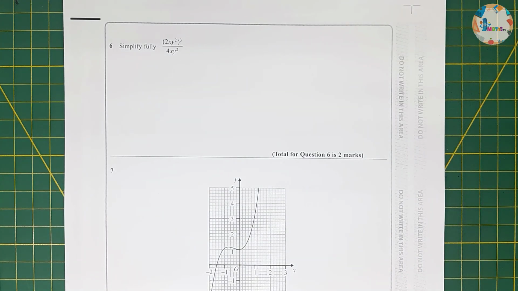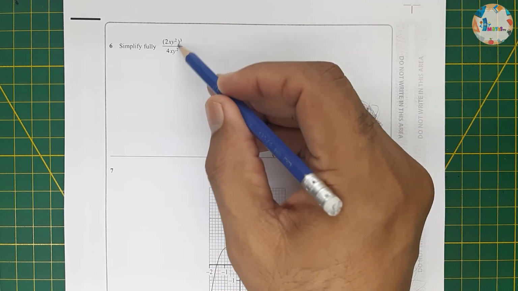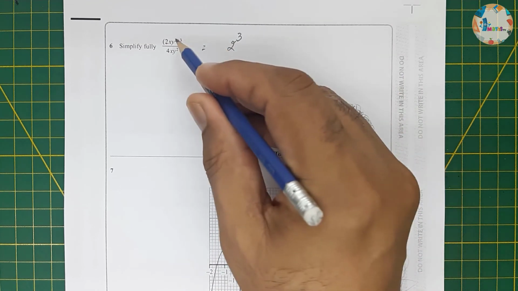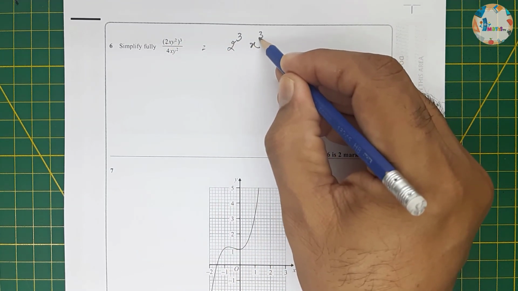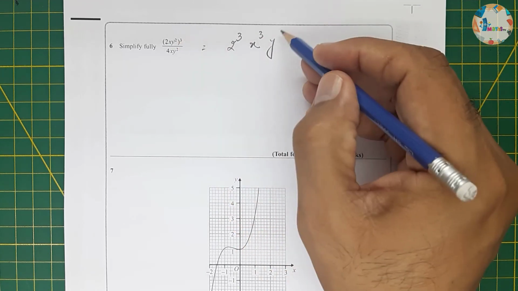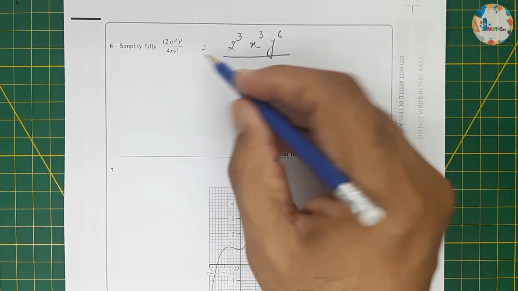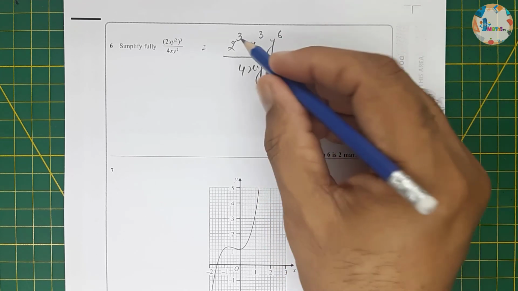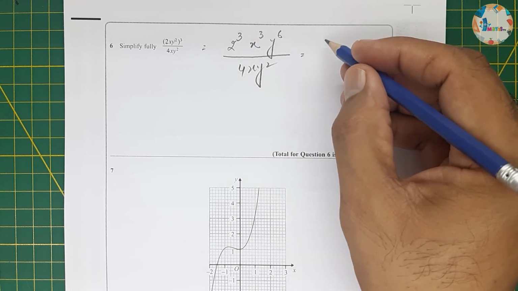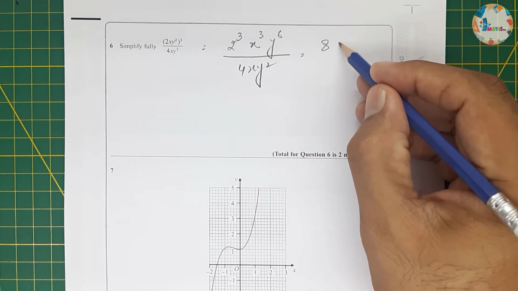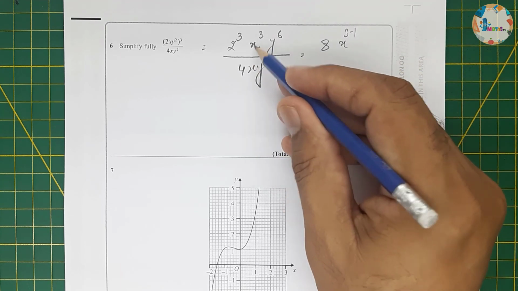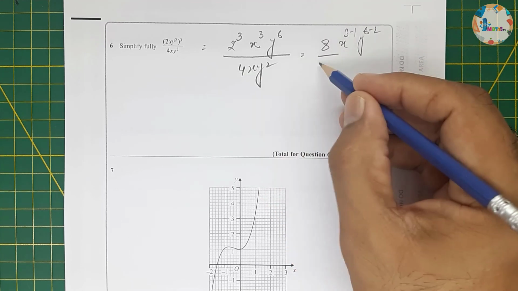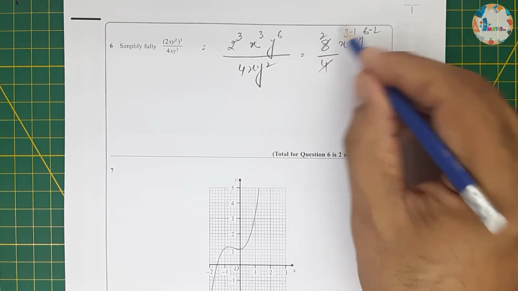Question number 6, simplify fully, and we'll have to take care of powers, so it will be 2 raised to power 3, separating powers for everything, so x raised to power 3, y raised to power 2 into 3 will be 6, and over this will be 4xy squared, and this one we can write 2 cubed, we can write 8, and this will be x cubed minus 1, we are adjusting these two, and y raised to power 6 minus 2, and this 4 we can write over here, so 4 1s are 4, 4 2s are 8.